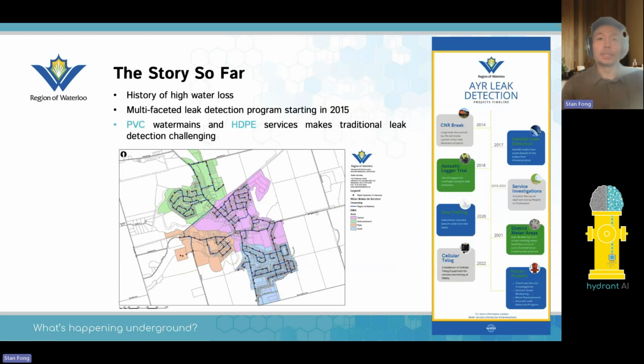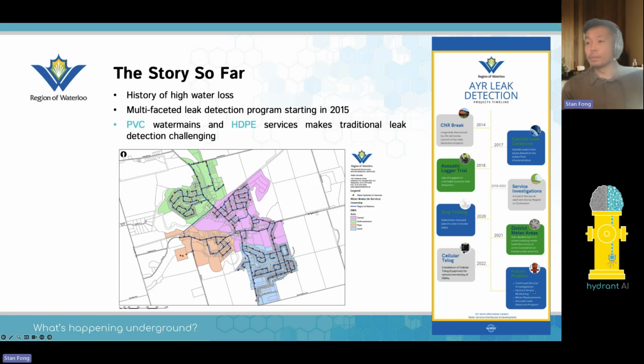They have HDPE services. They started off with this multifaceted leak detection program in 2015, and they have a history of high water loss here. They actually inherited this area from a different utility. And some of those key events are in the timeline. You can see they did satellite leak detection at some point. They did acoustic loggers. They tried service investigations, step testing, DMAs, telelogs to log flow.